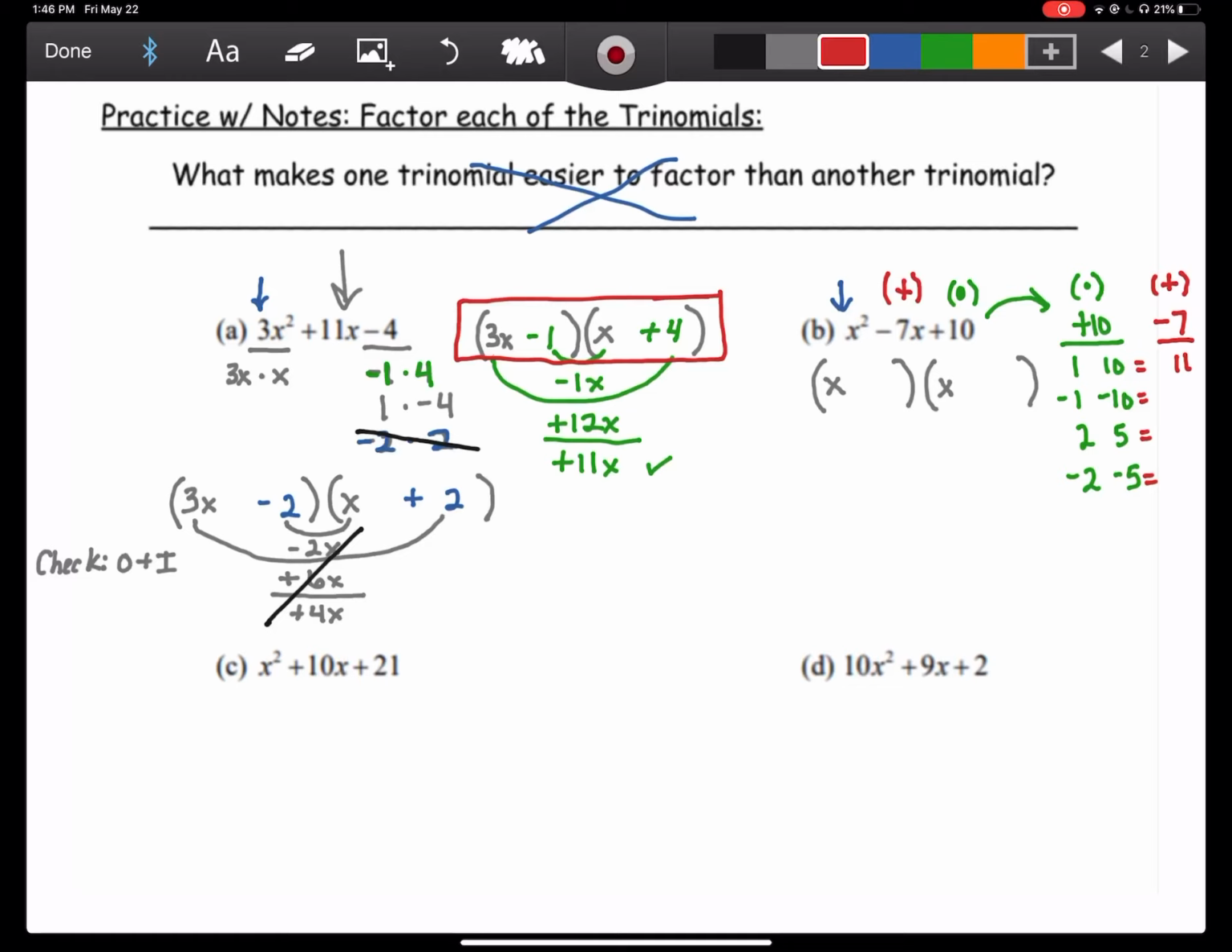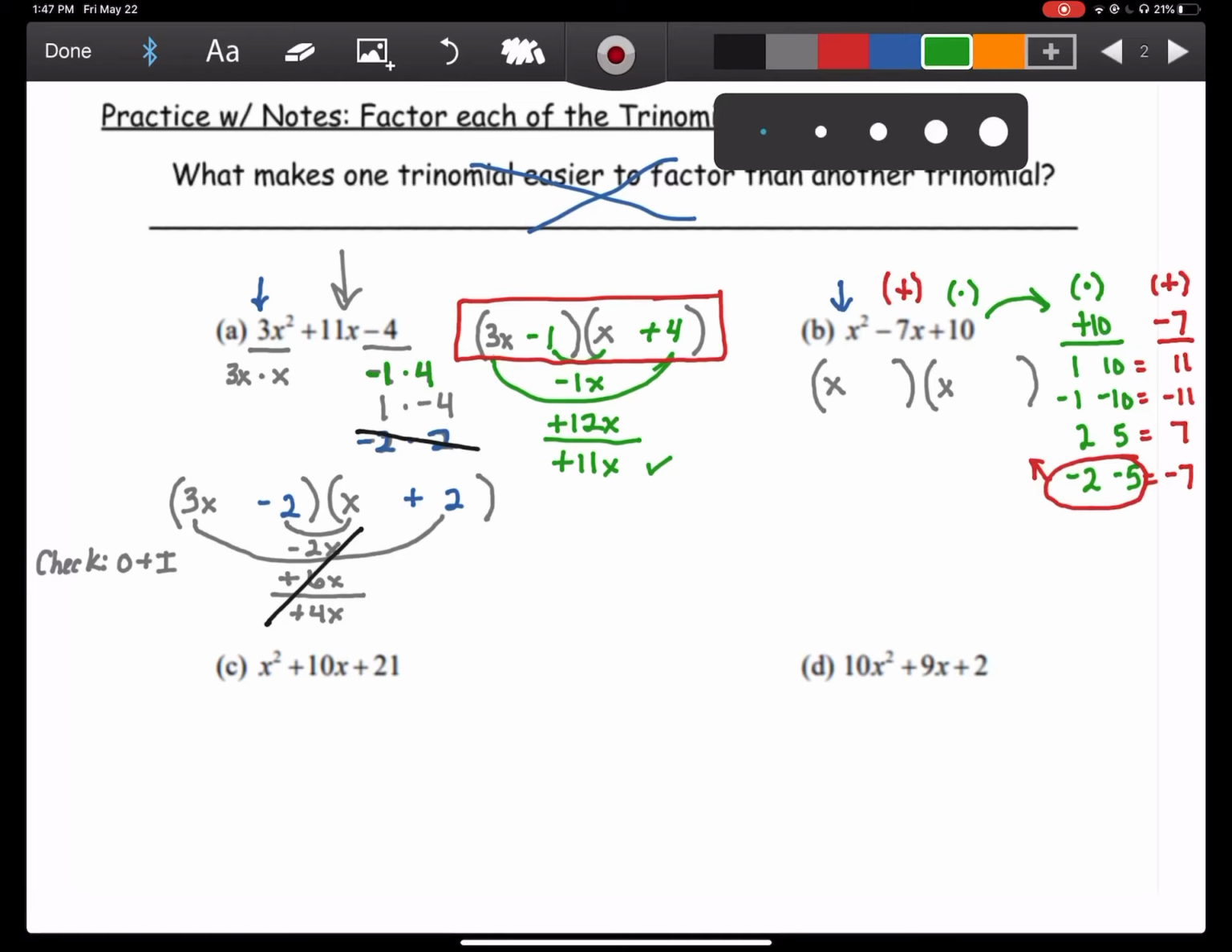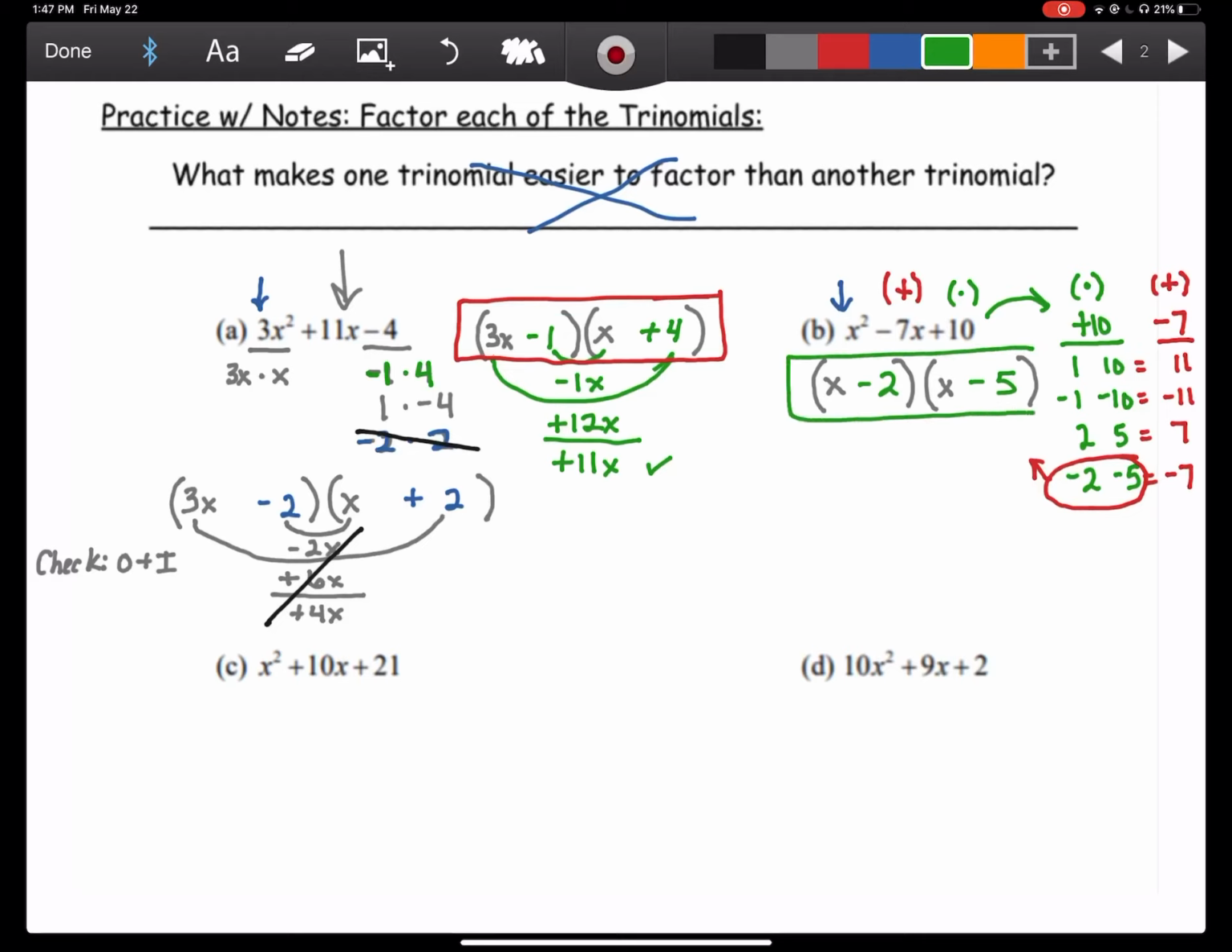What's negative 1 and negative 10? That's negative 11. Well, that's not negative 7, so that's not correct. What's 2 and 5? That's positive 7. That's not correct. What's negative 2 and negative 5? That makes negative 7. That means that the numbers I need are negative 2 and negative 5, and so I put them up into my binomials. Negative 2 and negative 5. Now that's the answer to that one.